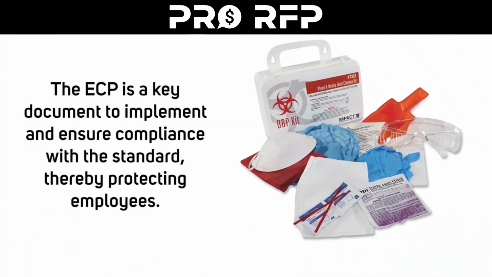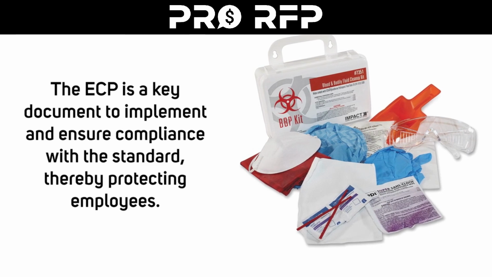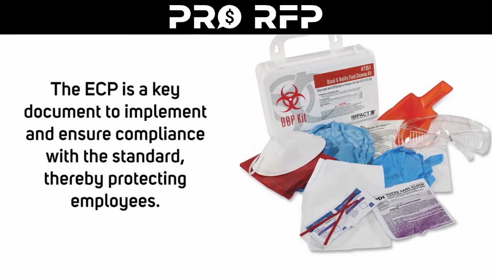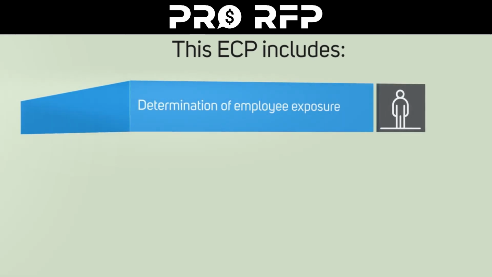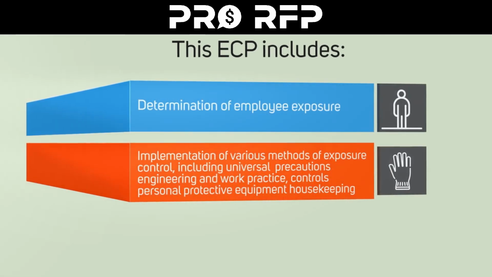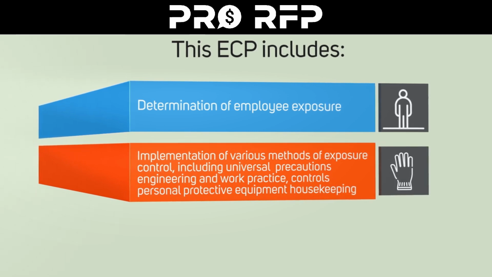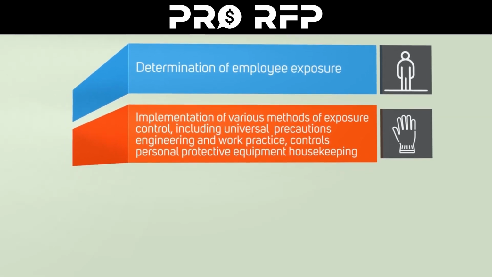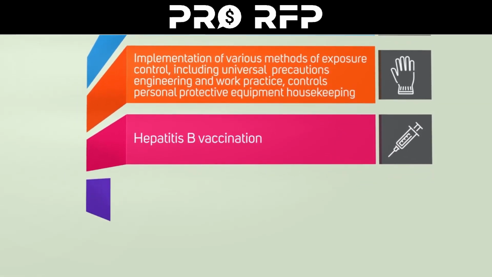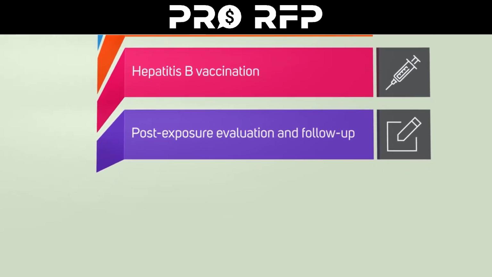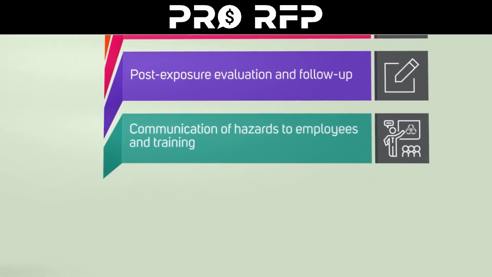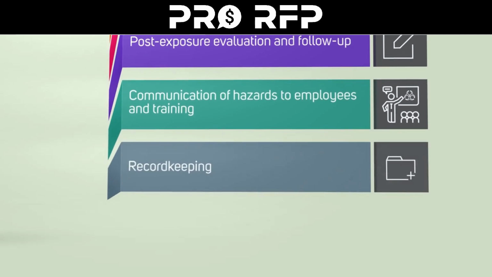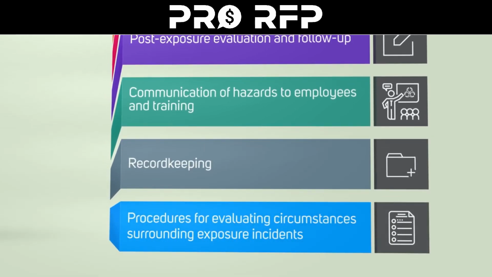The ECP is a key document to implement and ensure compliance with the standard, thereby protecting employees. This ECP includes determination of employee exposure, implementation of various methods of exposure control, including universal precautions, engineering and work practice controls, personal protective equipment, housekeeping, hepatitis B vaccination, post-exposure evaluation and follow-up, communication of hazards to employees and training, record-keeping, and procedures for evaluating circumstances surrounding exposure incidents.